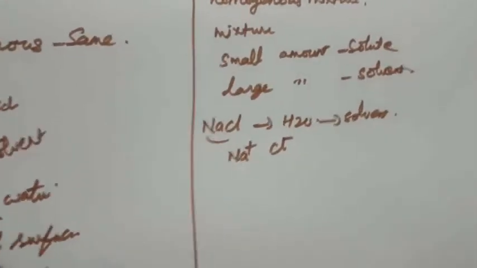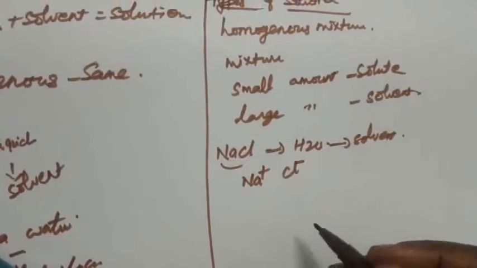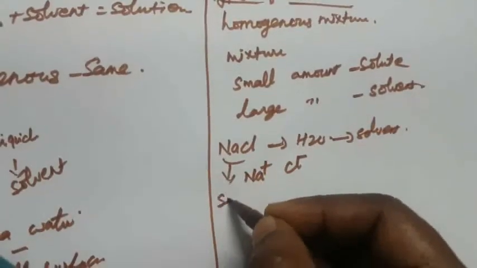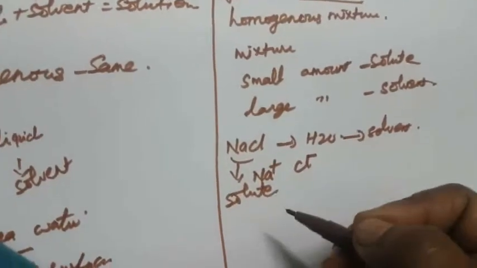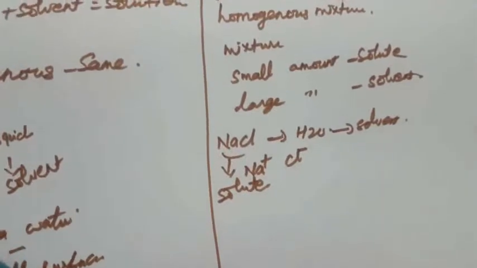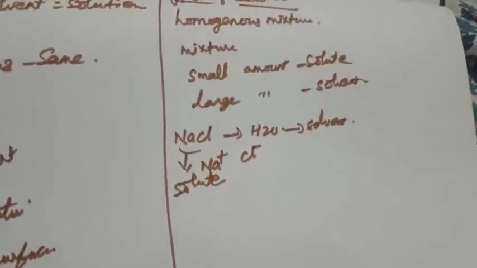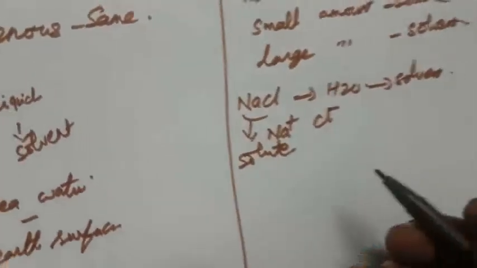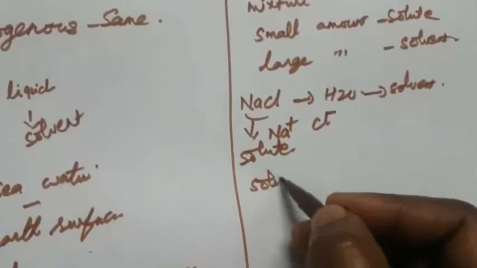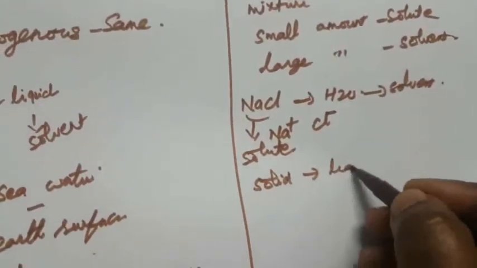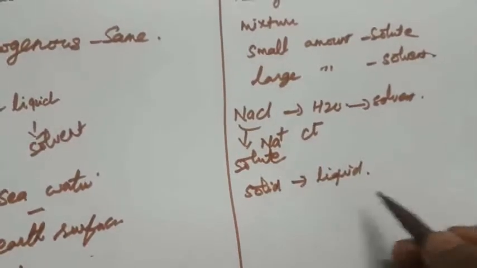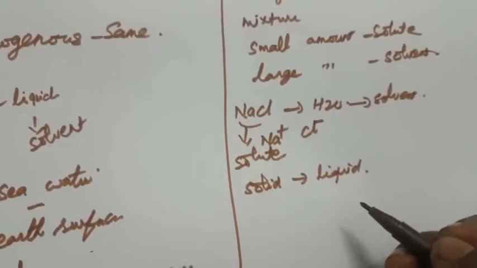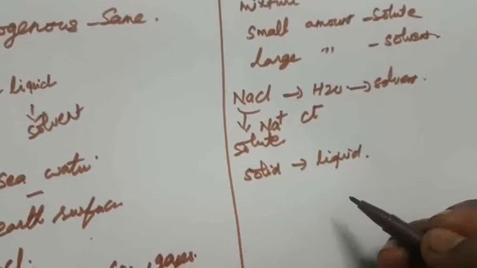The amount of water is more compared to the amount of sodium chloride present in this solution. So sodium chloride is the solute and water is the solvent. The commonly used solutions are those in which a solid solute is dissolved in a liquid solvent. Solid dissolved in liquid. So the solute or the solvent can be in any of the three states.